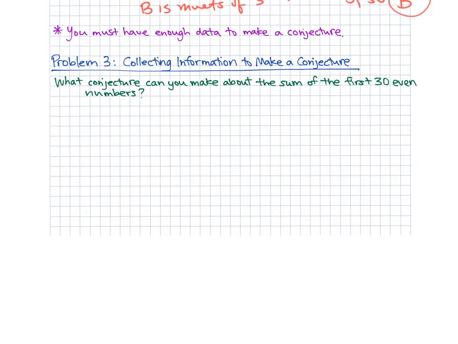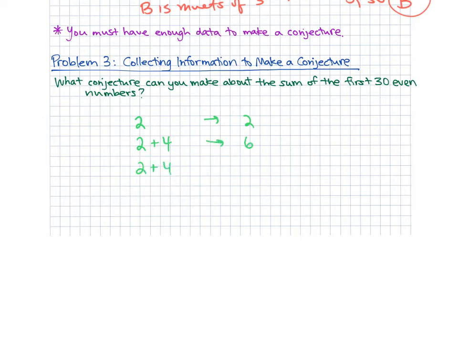So, collecting data to make conjectures. This question is asking, what conjecture can you make about the sum of the first 30 even numbers? So we're going to want to start collecting data. Maybe we don't want to do the first 30 even numbers yet. Let's just start with the first even number. The first even number is 2, and the sum of that is just 2. And the second one would be 4. 4 plus 2 is 6.